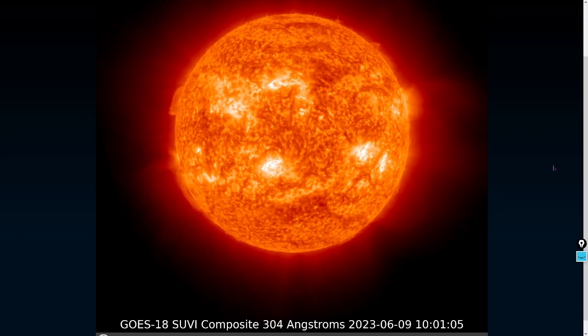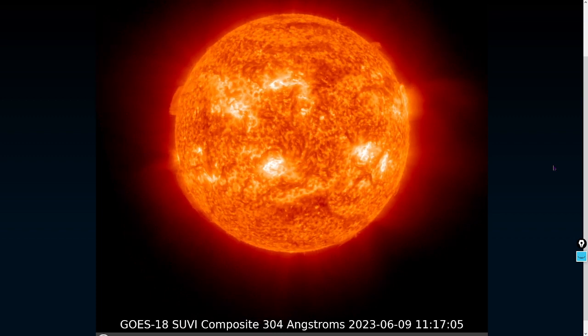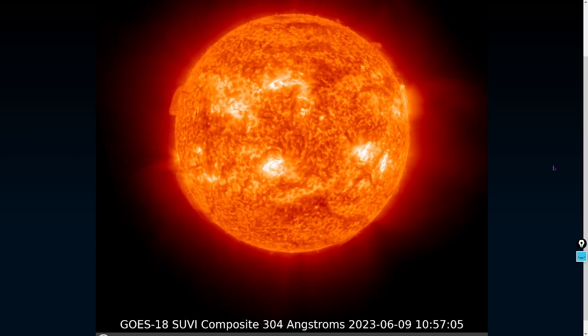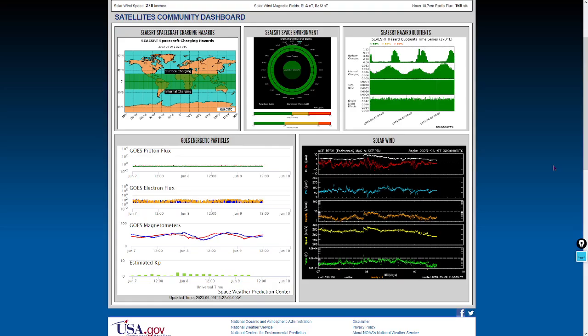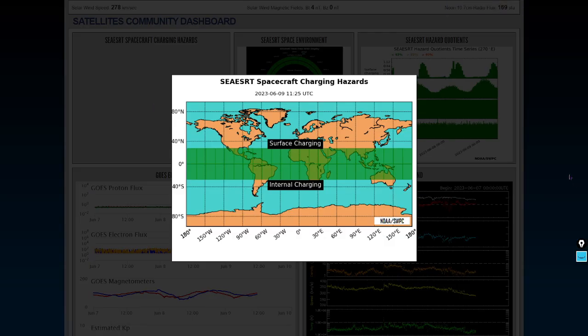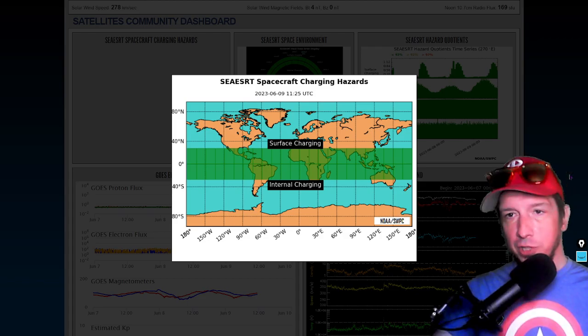That's the past 2.5 hours from the GOES 18. Did I say GOES 16? It's the GOES 18 SUVI, 304 angstroms ionized helium, which brings us to bonus features. So bonus features starting out here with satellite charging hazards. It's smooth sailing for satellites, no surface or internal charging hazards.